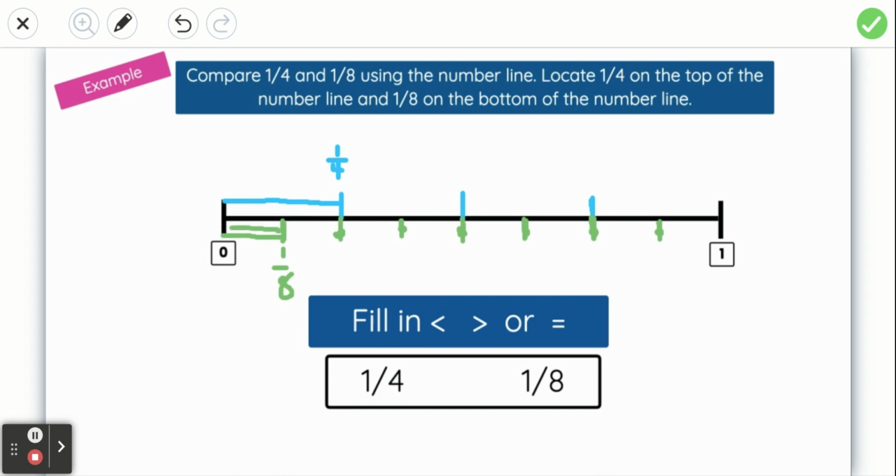We can see, comparing on this number line, that 1/8 is filling up less space than 1/4. So if we were to fill in our symbol down below here, 1/4, we would read this as 1/4 is greater than 1/8.